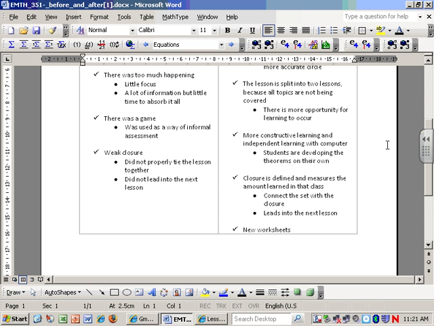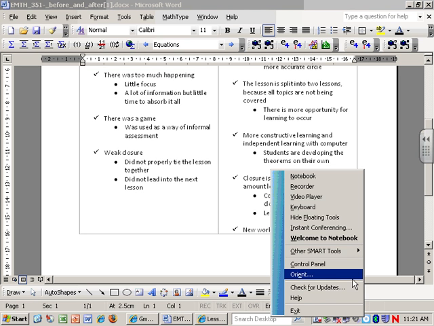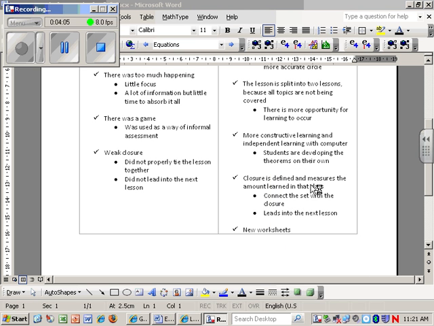And we have the closure that is defined and measures the amount of learning from that class. So we've connected the set and the closure to create a more well-rounded lesson. And it leads into the next lesson a little bit more with the problem, and we can discuss other theorems that go along with it, especially if we end up using the extension activity. And there are also more new worksheets that we put in.